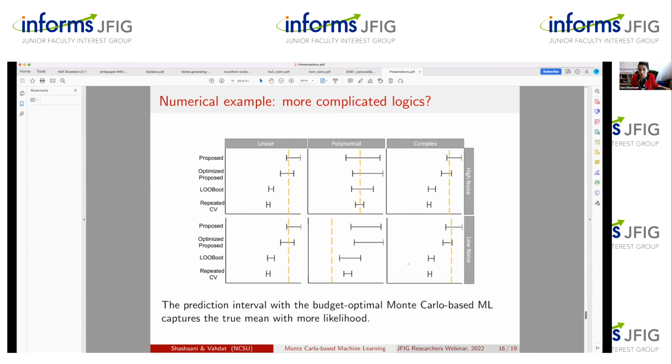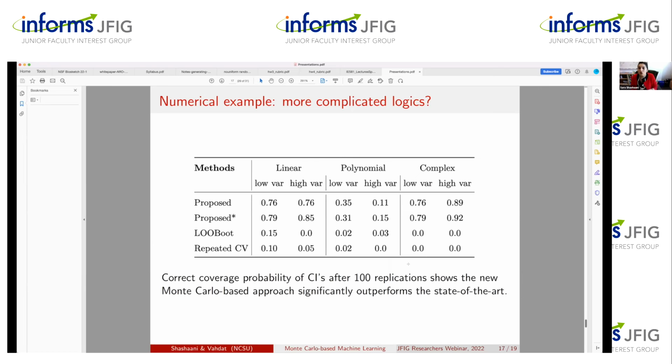I repeated this problem many times just to see what the correct coverage would be. How many times would these prediction intervals actually contain the true value? And you can see the probabilities, right? The proposed technique, the proposed star, is the one with the budget allocation, the budget optimal one. And you can see very significantly that including these bias corrected prediction intervals improves the coverage probability. This was with 100 replications.